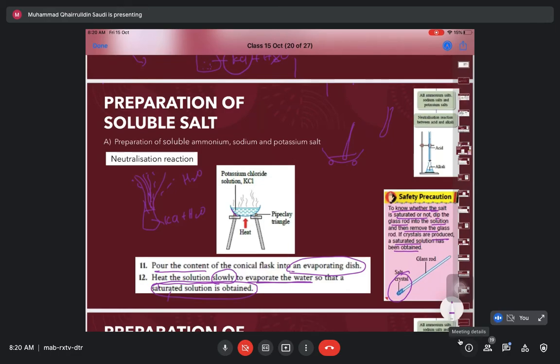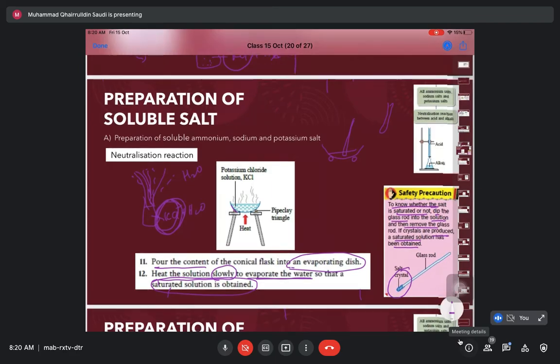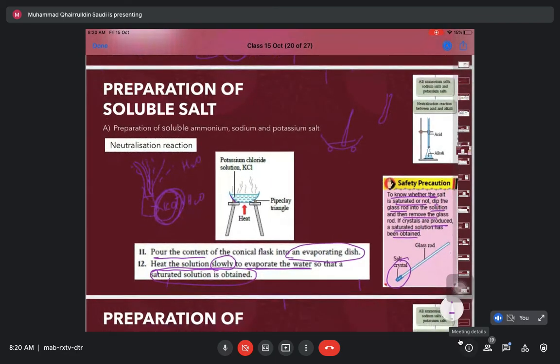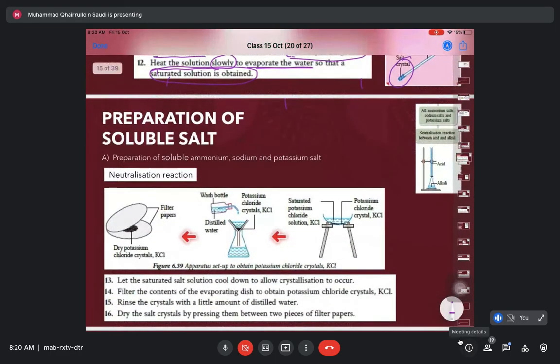Yes, teacher. Okay, so now we have this mission. We want to obtain potassium chloride. We have removed as much water as possible by heating it until saturated. Now, what should we do? Then we let the saturated solution cool down.